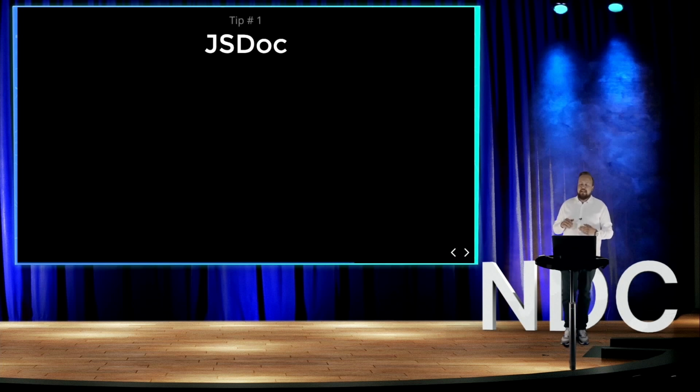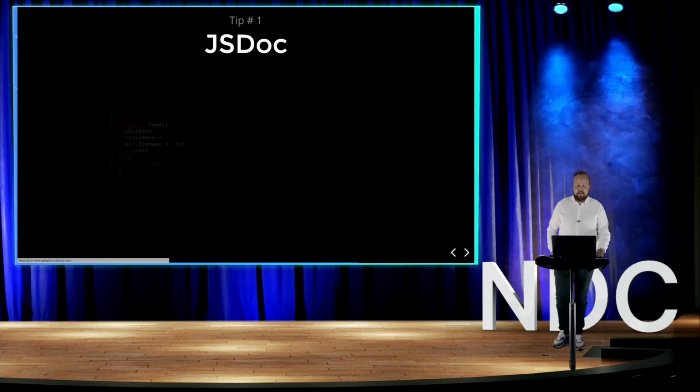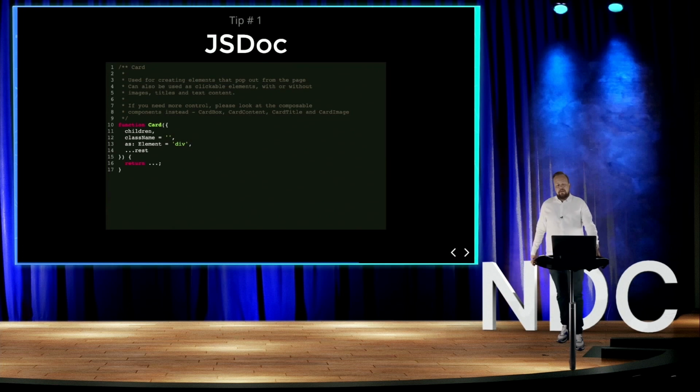JSDoc is a way of writing comments that is easily parsable by our editor, which will show whenever you hover a component or a prop or a custom hook or a function or whatever really. And here is what it looks like. You start a block comment with 2 stars instead of 1, and you're in JSDoc mode.